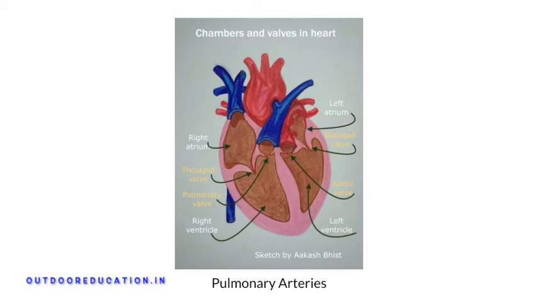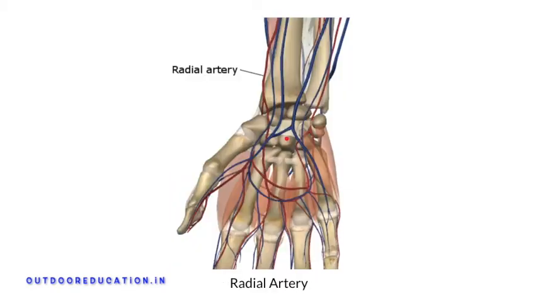Pulmonary arteries, there you go. Pulmonary arteries are the ones that carry deoxygenated blood from the right ventricle to the lungs. Pulmonary veins, on the other side, are the ones that carry oxygen-rich blood from the lungs to the heart, to the left atrium, to this atrium. Radial artery is the artery of the lower arm. The artery is felt when taking pulse at the thumb side of the wrist.